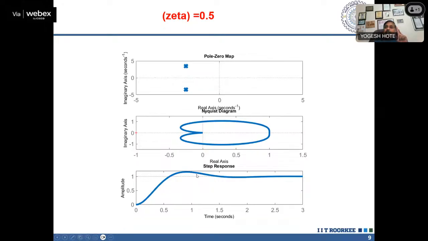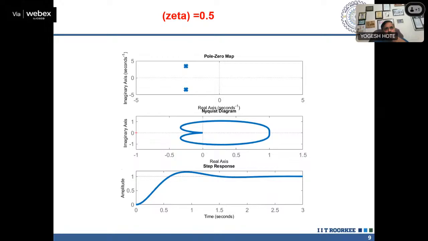So earlier we had an oscillating response. Because zeta has changed, the response increases instead of being oscillative, so that oscillative behavior reduces. So for zeta 0.5 you have got this. This is the observation.